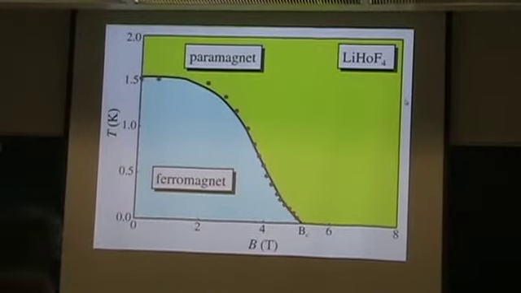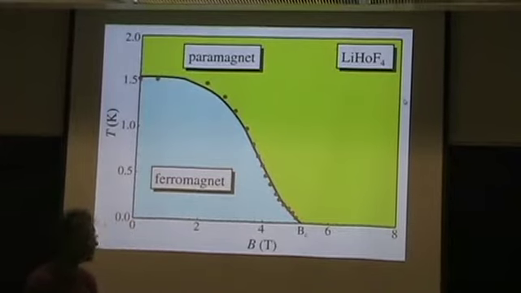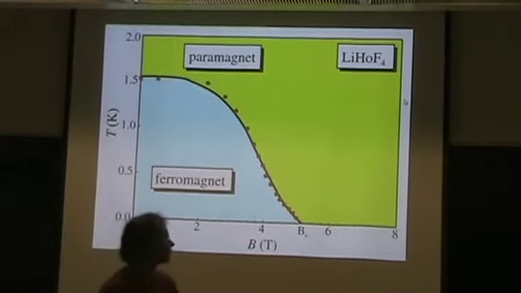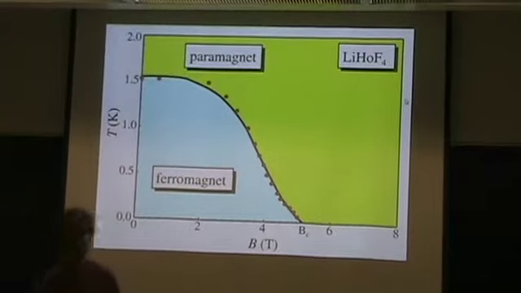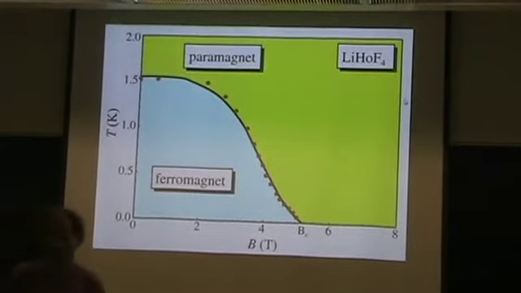So then here you have an example of a quantum phase transition, right? It's a phase transition between two ground states, a ferromagnetic ground state and a paramagnetic ground state, at T equals 0, and it's tuned by this transverse magnetic field. Okay?